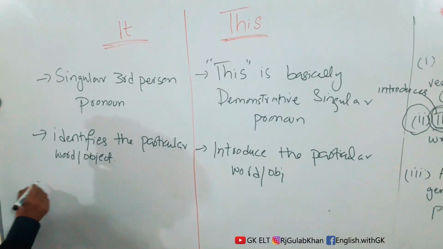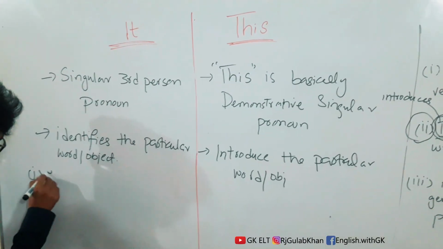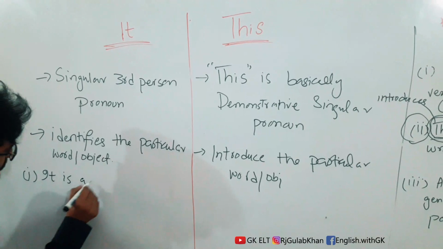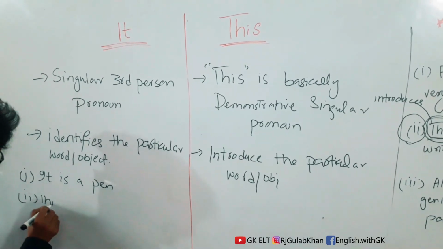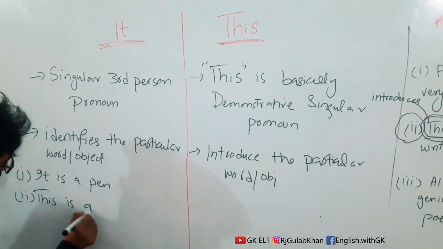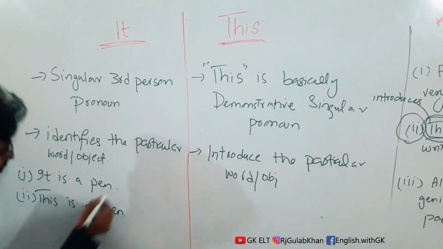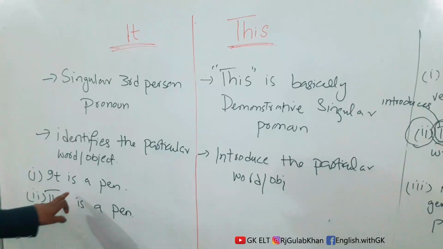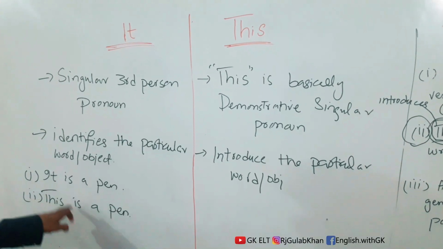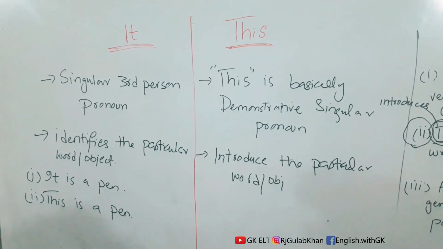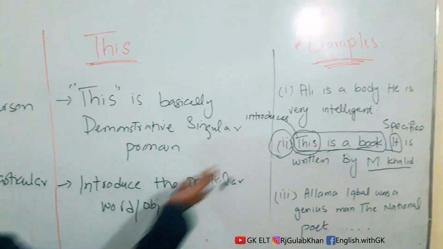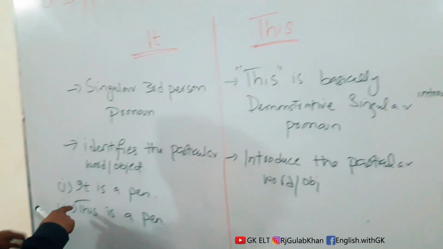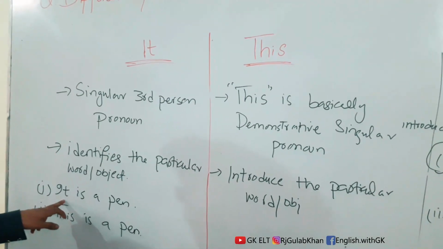I will give another example, as people often confuse it. It is a pen, or this is a pen. People are confused whether this is a pen is right or it is a pen is right. As I have given an example to you, I am now coming to make it more specified. It is a pen.